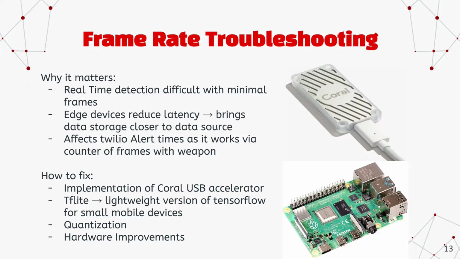The USB accelerator requires the use of TF Lite, or TensorFlow Lite, which is a lightweight framework optimized for small and mobile devices. We use quantization in conjunction with the USB accelerator for further frame rate improvements, which I'll get into a little bit more later, and then hardware improvements. These hardware improvements mean upgrading from the RPi 3 Plus to the RPi 4.